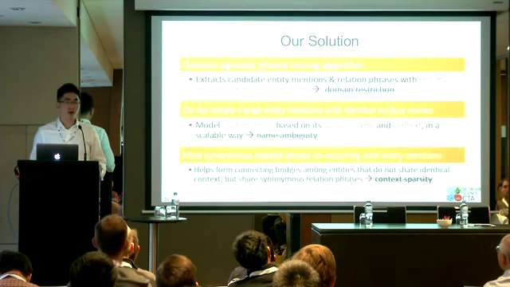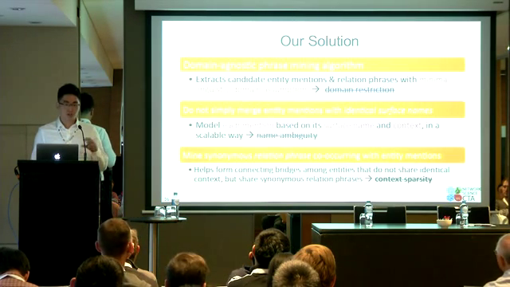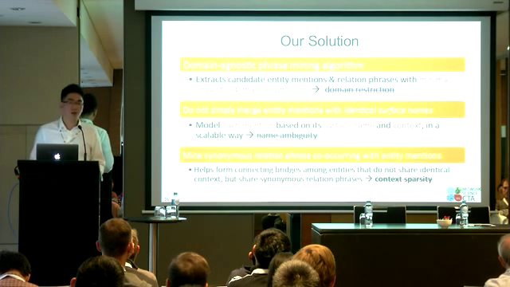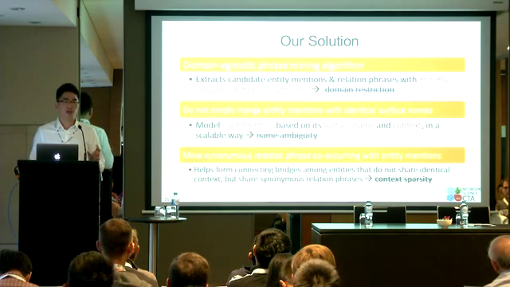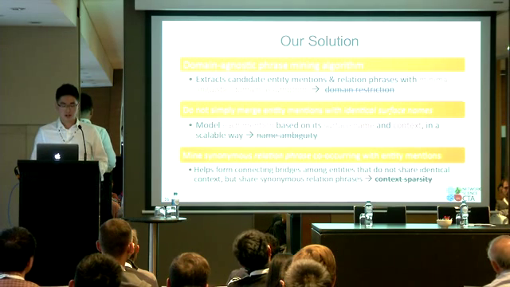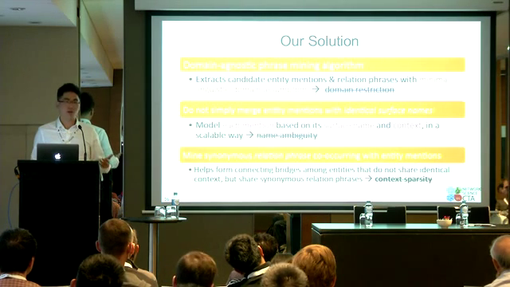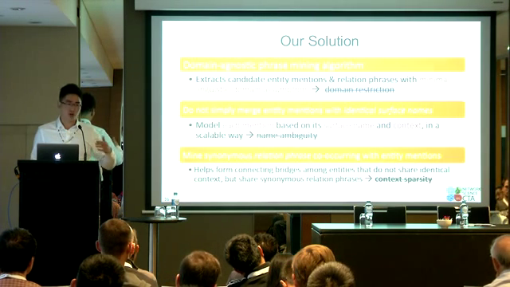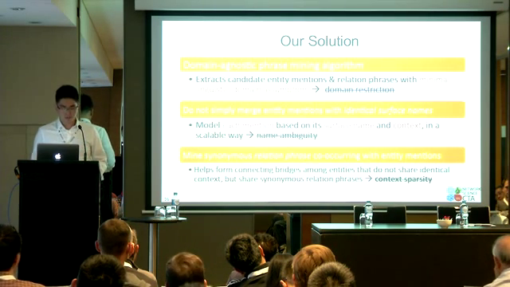And our solution regarding these three challenges is here. We have a domain-agnostic phrase mining algorithm that not only extracts the candidate entity mentions, but also jointly extracts the relation phrases surrounding the entity mentions, with minimal linguistic and domain assumptions. So in general, you can apply it to English. You can simply change the corpus and apply it to Arabic or Chinese.